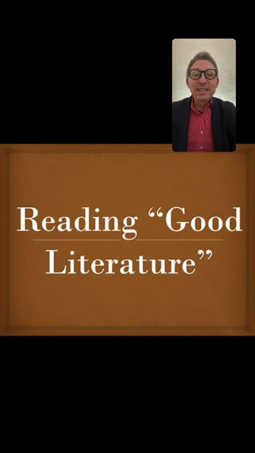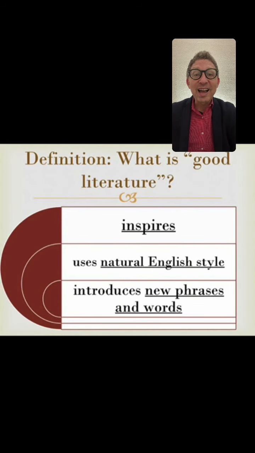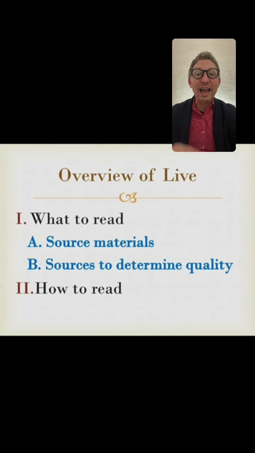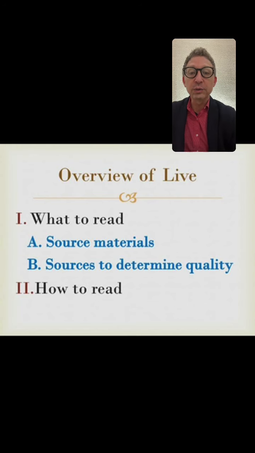Let's begin. Today we're going to talk about reading good literature, and we're going to look at two main ideas: what to read and how to read. So we're going to look at what to read, how to assess what is good literature, and then number two, I'm going to suggest how to read to improve your English. I'm going to give you a specific example of how I do it to improve my language skills, and then you can adopt some of these.